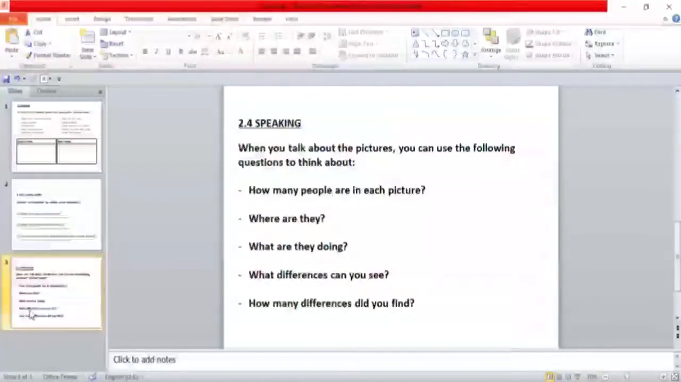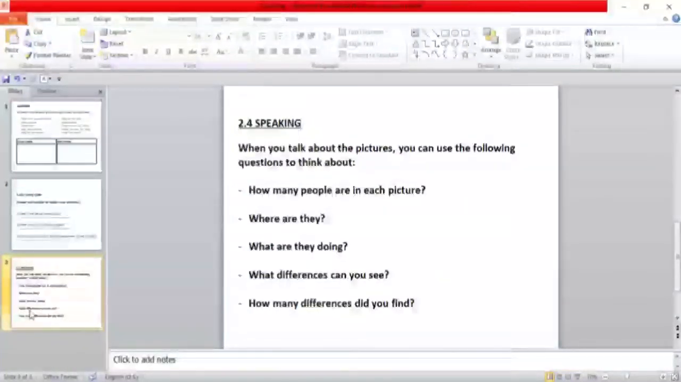I skipped one listening exercise, and we will come back to it. Now the speaking. When you talk about the pictures you can use the following questions to think about. In that part, you may see two pictures. In the first one, they all are reading. And another one was at the library or bookstore or something like that.